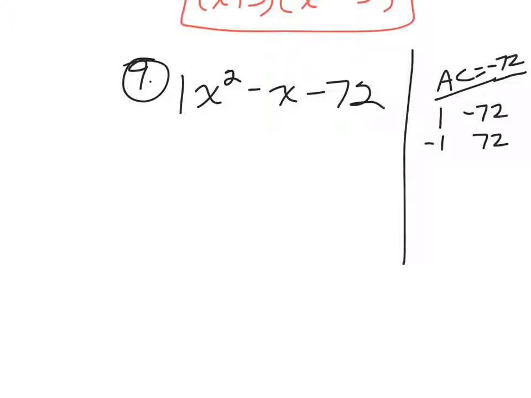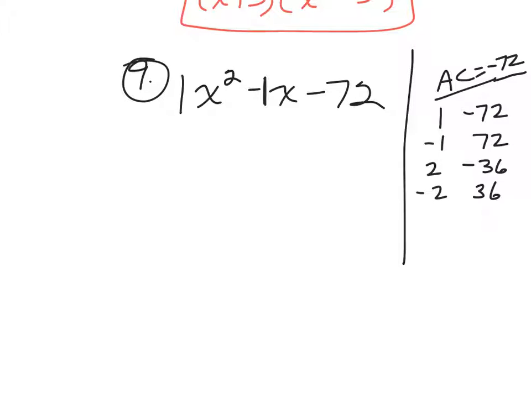We need those to add up to this negative 1 that's in the middle here, and neither one of them does. So let's just work our way up. Ask yourself if 2 goes into 72. It does, 36 times. So 2 and negative 36, or negative 2 and 36. But those add up to negative 34 and 34, so that's not it.